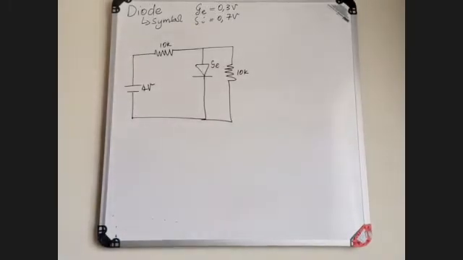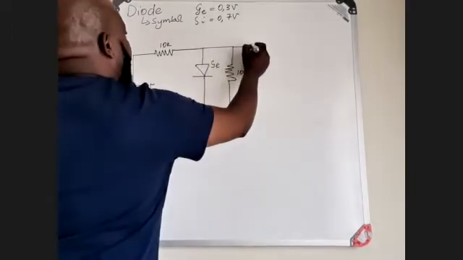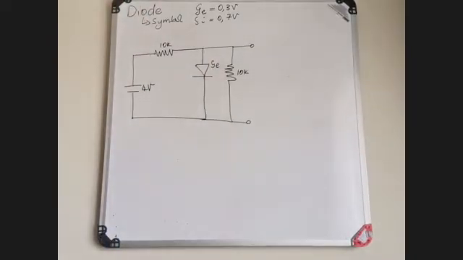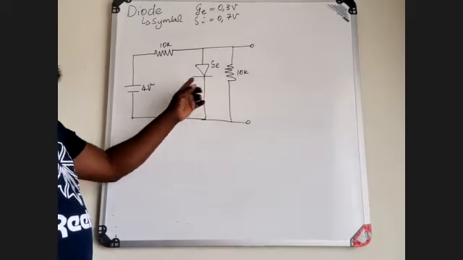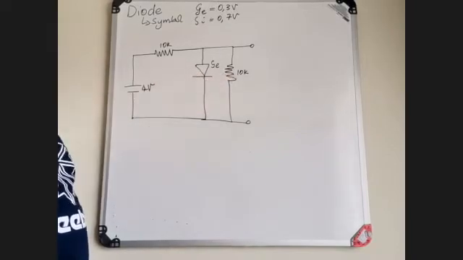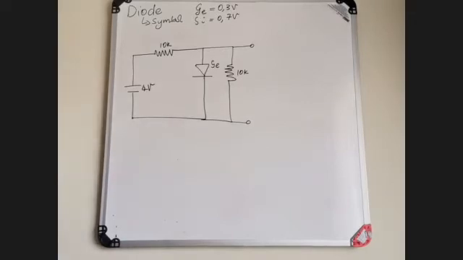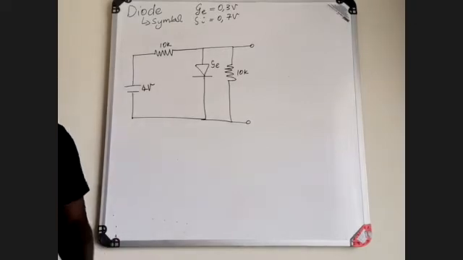Now, if one were to ask you to calculate the voltage drop across your 10K resistor, you will see that for you to be able to do that, if you look at these two components, your diode and your resistor, both of these components are connected in parallel. So now we go back to extra notes.